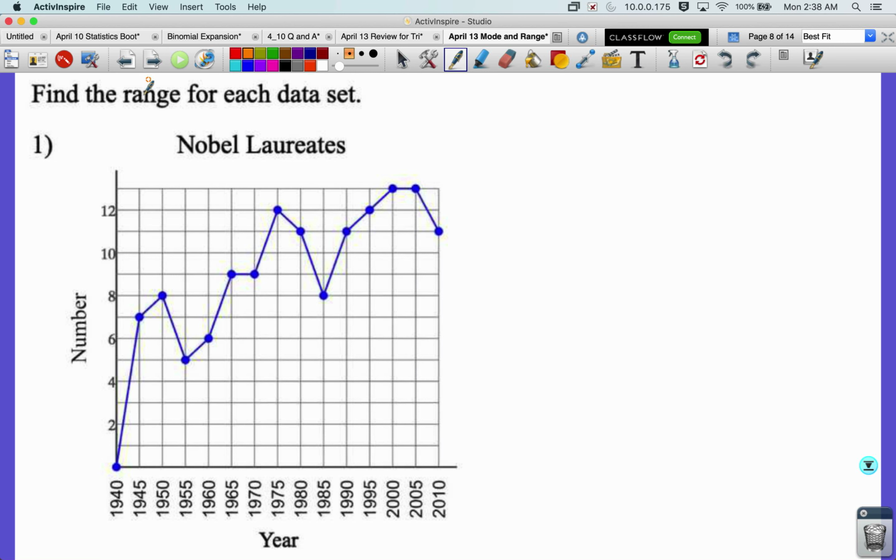All right. So when you've got data with two variables like year and number here, so we're looking at number of Nobel laureates per year, we always want to go with the y value. So always go with y value. So I want to look, what is the highest y value? And it looks like it's this point right here where the y value is 13.